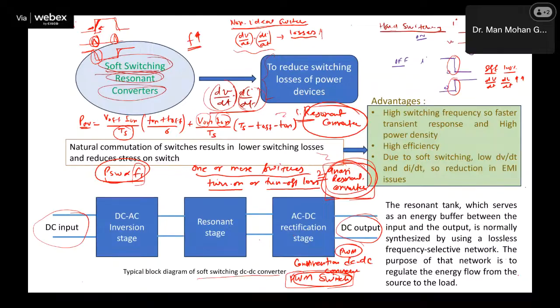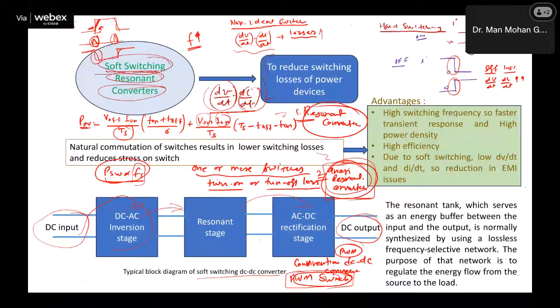Which can be done in between, right? So what is done here? First we convert the DC into high frequency AC. Then this AC is given to our resonant stage, which further converts it into DC. So what is the need of converting this into AC?